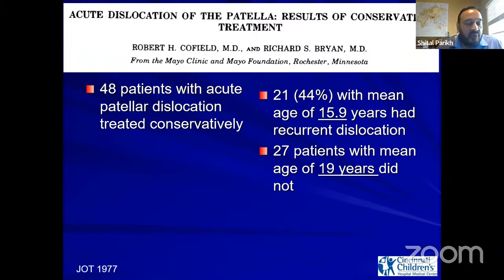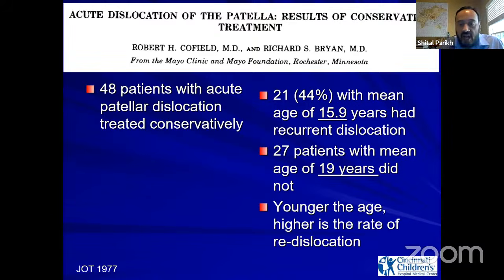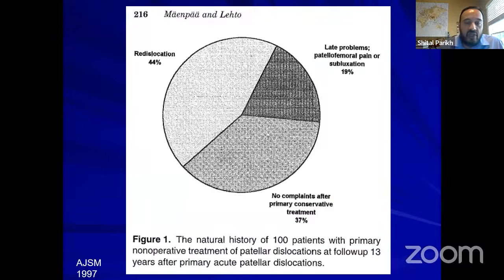So when we are seeing patients, because we are Children's Hospital, we typically see patients before they're adults, in the 18, 19 age range. Then you can see that most of our patients would come to surgery, whereas in someone who is in adult practice and their average age is, say, 25, then they might not need surgery. So the younger the age, the higher the rate of redislocation.